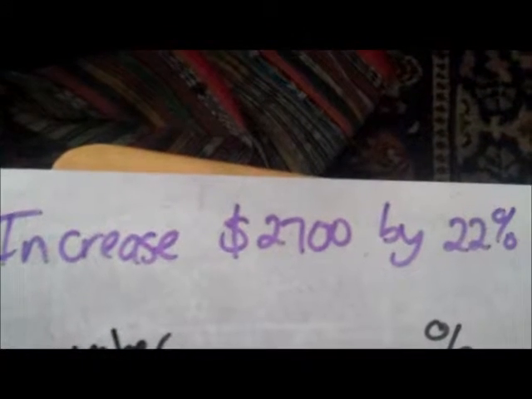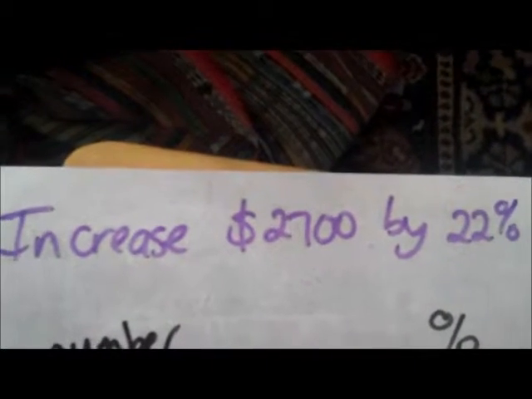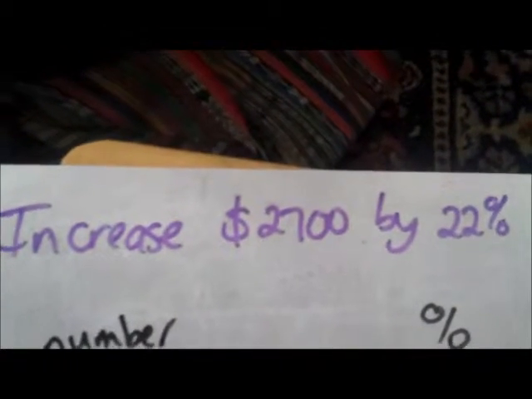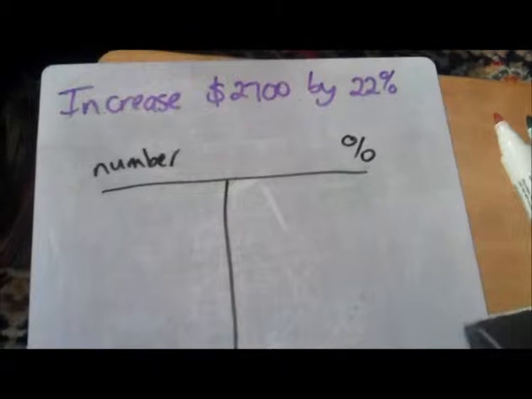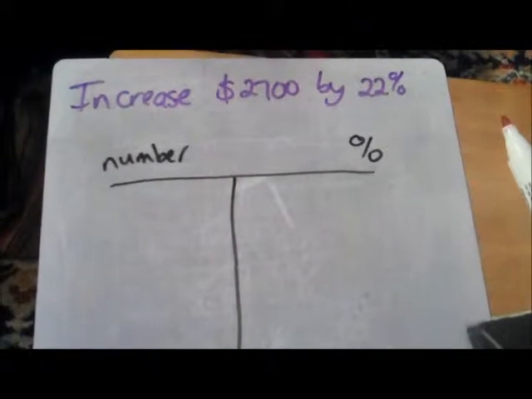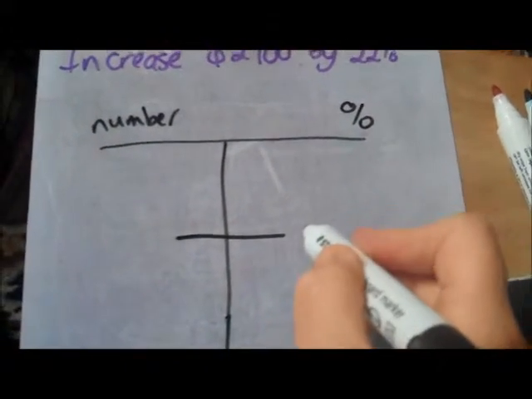So we're going to look at increasing and decreasing by a given percentage now. These are quite tricky problems, but using the double number line should scaffold your thinking and we should be good to go. Alrighty, so I'm going to increase 2,700 by 22%. What can I do? What do I know? Alrighty, let's have a look.